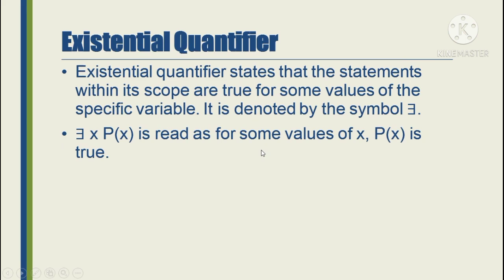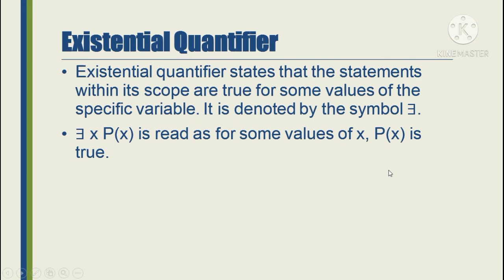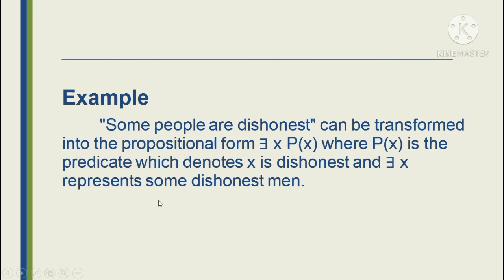Ano nga yung E natin? So, siya yung existential quantifier. Existential quantifier ∃x P of X, where P of X is the predicate. Laging tandaan na yung P of X natin ay yung predicate, which denotes "X is dishonest." And the existential quantifier ∃x represents some dishonest men. So, you can see here, some people are dishonest.